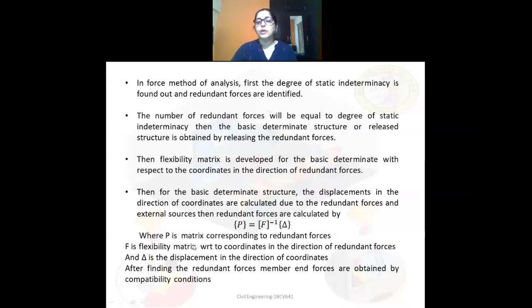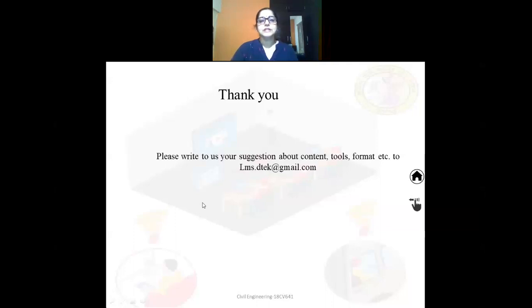Here, P is the redundant force, F is the flexibility matrix and delta is the displacement in the direction of the coordinates. After finding the redundant forces, we can easily calculate the member forces with the help of compatibility conditions. So this completes session 3.